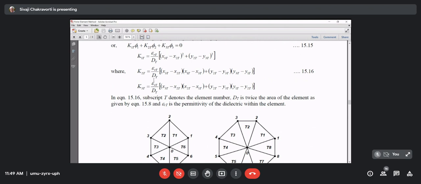And K21 can be obtained from equation 15.16. Then K31, which is for triangle 1, into phi 2, because phi 2 is the node 3 in triangle 1. And K31 can be obtained from equation 15.16. So I repeat, what will be the equation? It will be K11 into phi 0, K21 into phi 1, K31 into phi 2. This is for triangle 1.